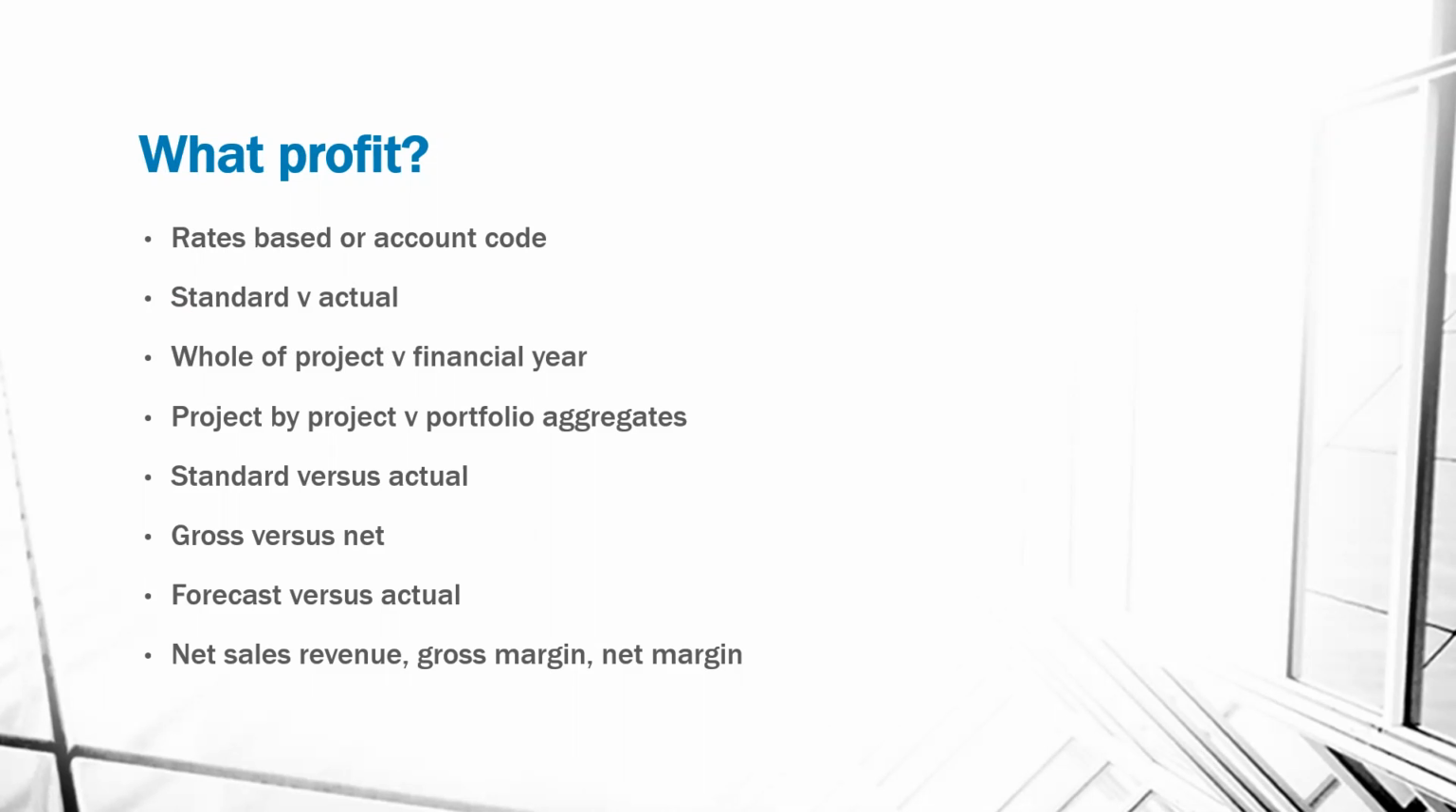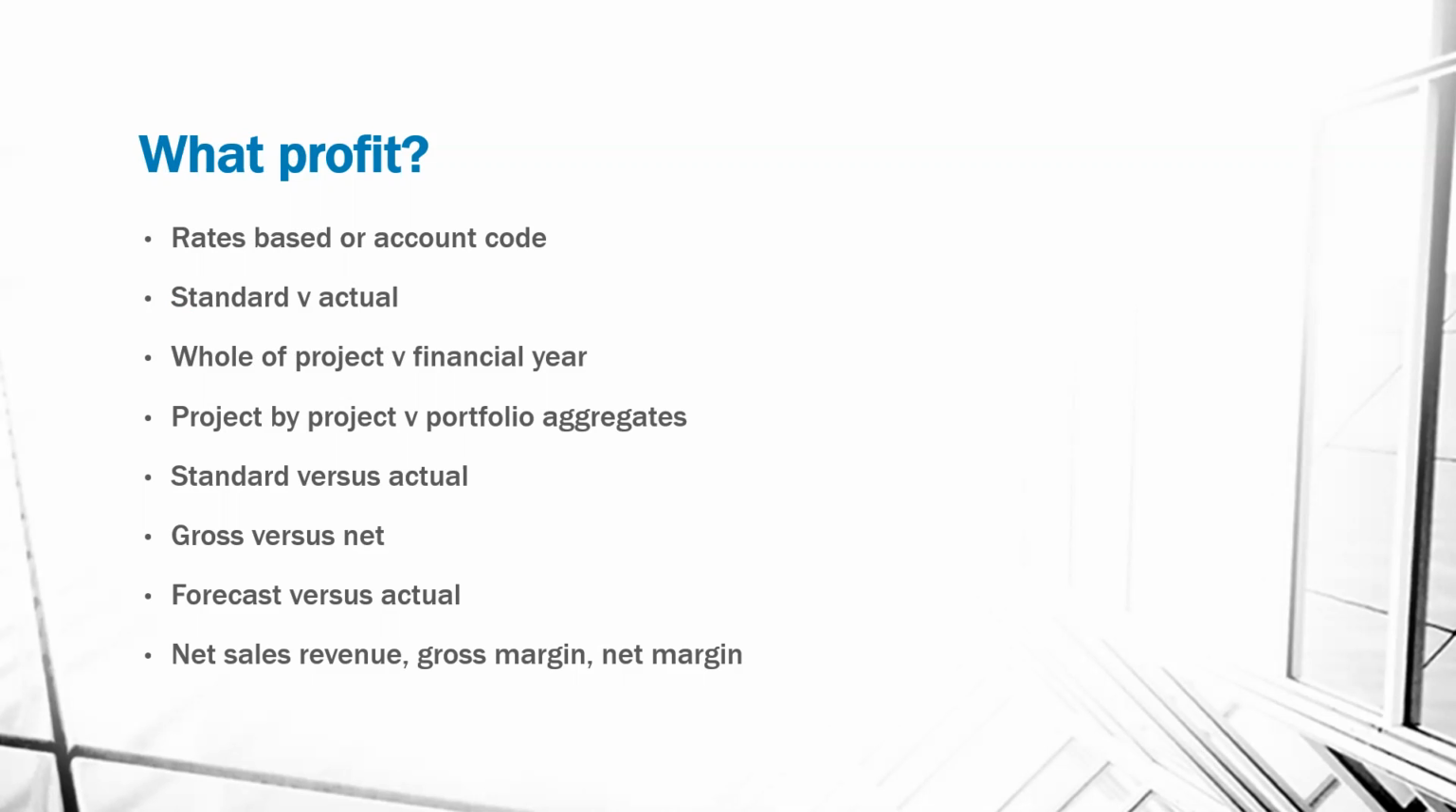Then within project profitability, which is typically what UniPhi is used for, are we looking at whole of project profitability or a financial year? Obviously there are two different data sets in that particular equation, which I'm going to go through. And then are you looking at it from a project by project perspective, or from a portfolio aggregate perspective as well? If you are using the rates-based methodology, how do you compare standard versus actual? What's available? Are you measuring down to a gross margin, or are you trying to get to a net margin on your projects? We'll discuss that.